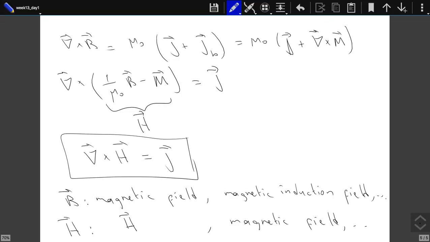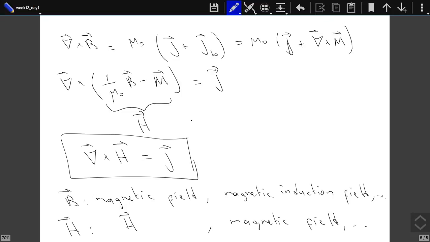What is the difference between the H field and the B field? You said both of them are magnetic. It's just like the E field and the D field. What's the difference between the electric field and the displacement field? They are different quantities. They are related quantities, but they're just different. In a sense, the H field is like the magnetic field without the magnetic field due to the magnetic polarization.